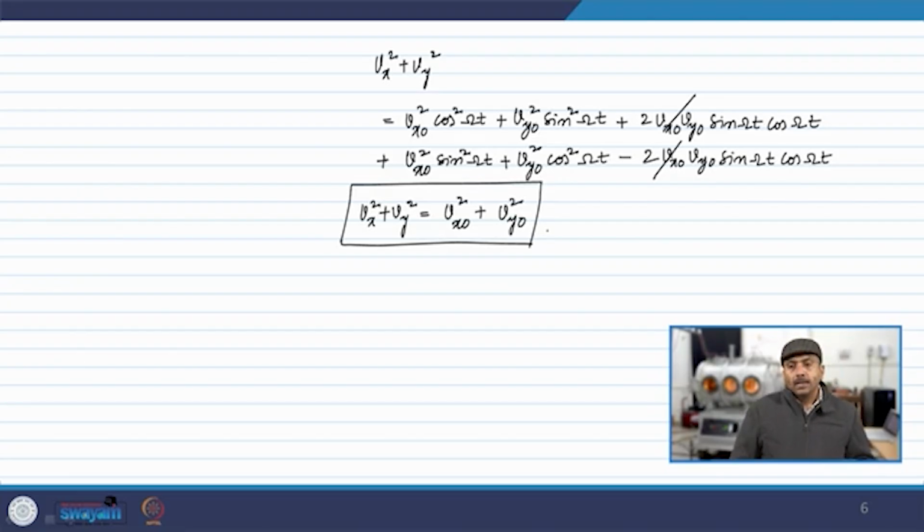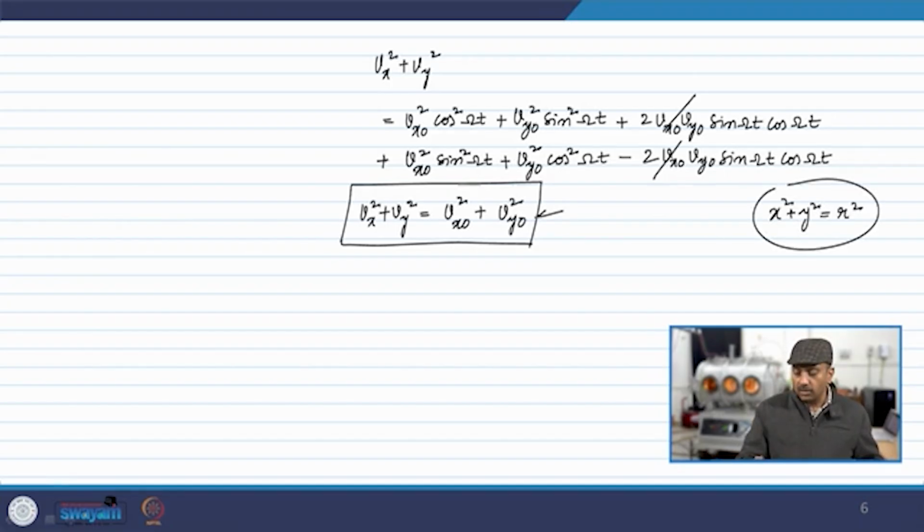So, now what kind of motion is this? Vx square plus Vy square is equal to Vx0 square plus Vy0 square. Now, of course, this is representing something like x square plus y square is equal to r square, but now this is in velocity, not in position, right. Now, can we still understand something out of the velocities? Let us give it a try. Okay. So, in the next class, we will extrapolate this derivation and find out how the position x and y will behave in the presence of an external magnetic field.